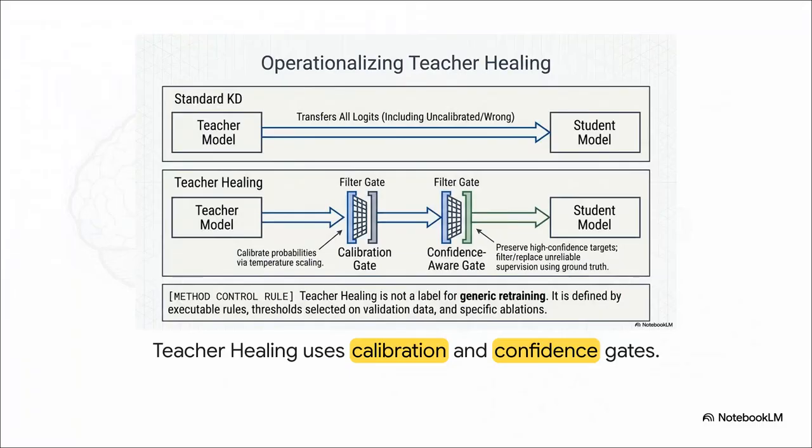Think of it like a master tutor. In standard knowledge distillation, a student model might just blindly copy all the answers from the teacher, including the uncalibrated or straight-up wrong ones. But teacher healing introduces specific gates. The teacher uses a calibration gate and a confidence-aware gate to basically filter its knowledge. It only passes down high-confidence targets, and it replaces any unreliable supervision using actual ground truth. So the tutor is highly selective about what the student learns to ensure absolute peak recovery.